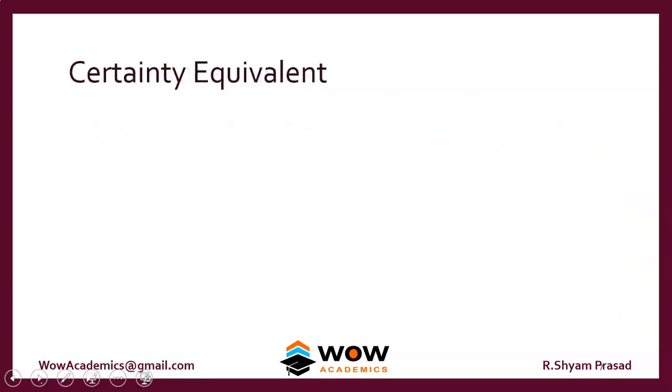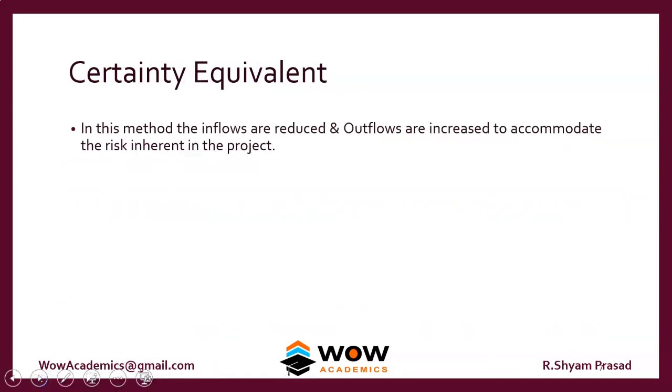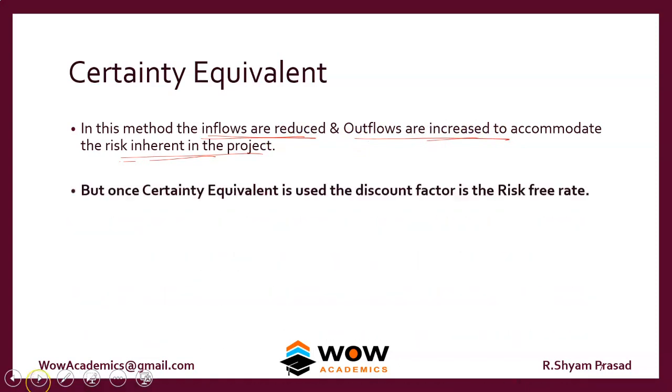So now we'll move on to the certainty equivalent. In this method, the inflows are reduced and outflows are increased to accommodate the risk inherent in the cash flow. So once you are doing an NPV, you are trying to reduce all the cash inflows and you're trying to increase all the cash outflows. Because of this, you are incorporating the risk in the project.